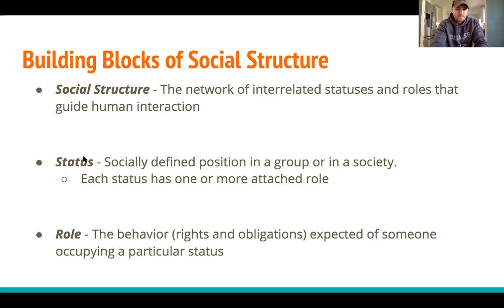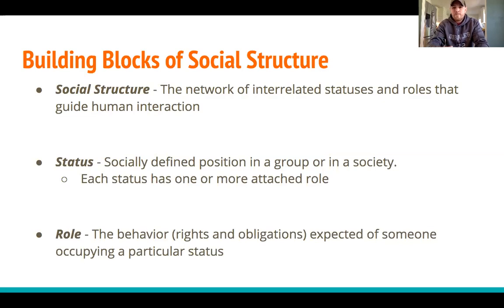So status is defined as the socially defined position that a person holds in a group or in a society. In other words, a status can be considered a label. You all right now, listening to this lecture, are occupying the status of students. That's your label right now. And I would be occupying the status of teacher. That would be my defined position at this time, right? So I'm acting as the teacher, you're acting as the student.